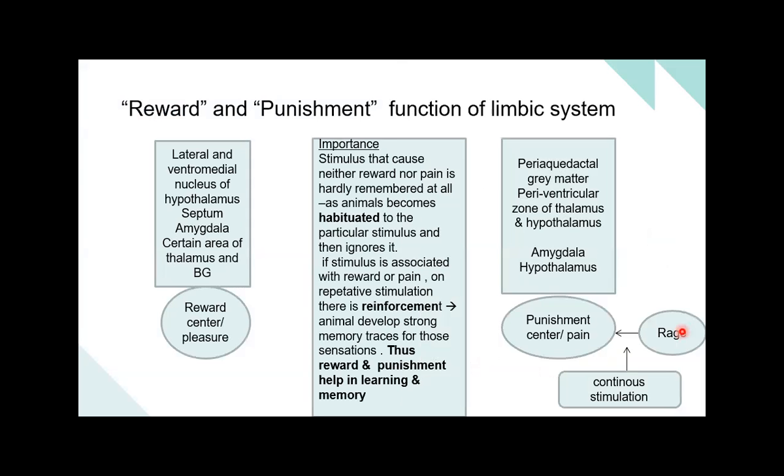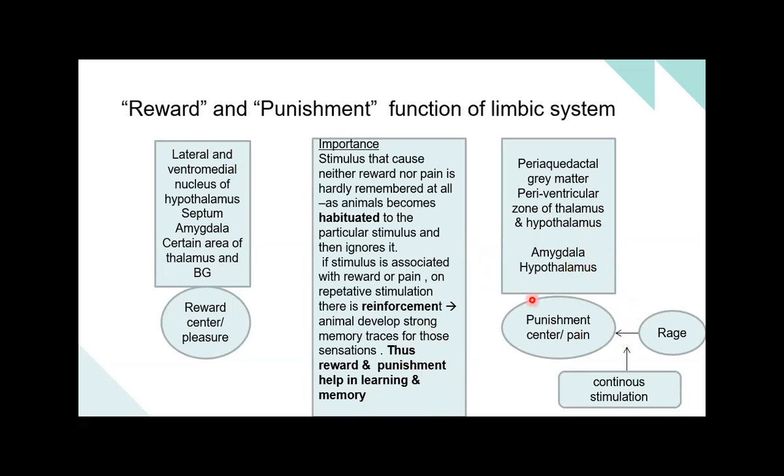Reward and punishment function of the limbic system. So in the limbic system, there are nuclei. The lateral and the ventromedial nucleus of the hypothalamus is the primary reward center or pleasure center. The supplementary reward centers are the septum, amygdala, and certain areas of the thalamus and basal ganglia. Similarly, the punishment centers or pain centers are the periaqueductal gray matter and periventricular zone of the thalamus and hypothalamus, and supplementary punishment centers are the amygdala or hypothalamus.